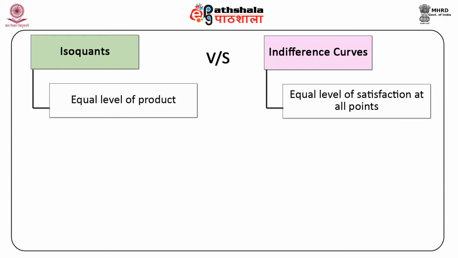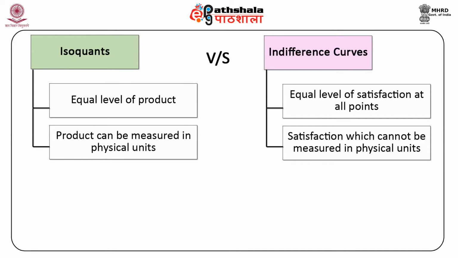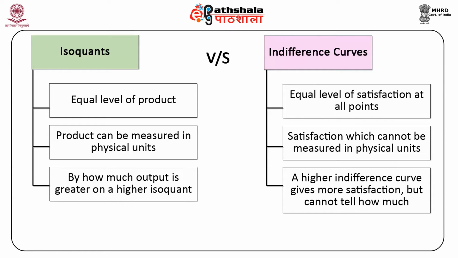Firstly, an indifference curve represents satisfaction which cannot be measured in physical quantity. In the case of an isoquant, the product can be measured in physical units. Secondly, on an indifference map, one can only say that a higher indifference curve gives more satisfaction than a lower one. But it cannot be said how much more or less satisfaction is being derived from one indifference curve as compared to the other, whereas one can easily tell by how much output is greater on a higher isoquant in comparison with a lower isoquant.